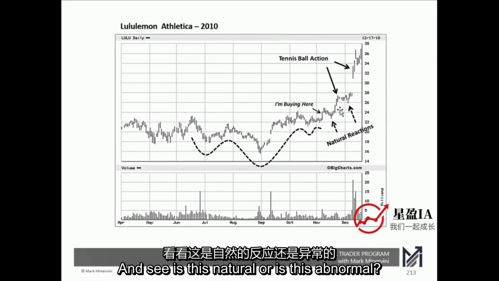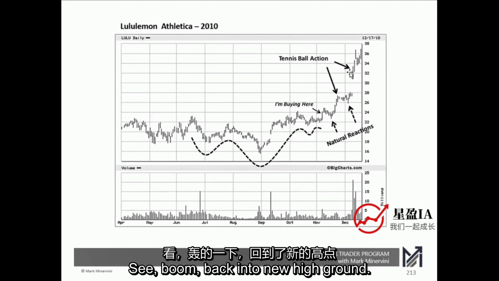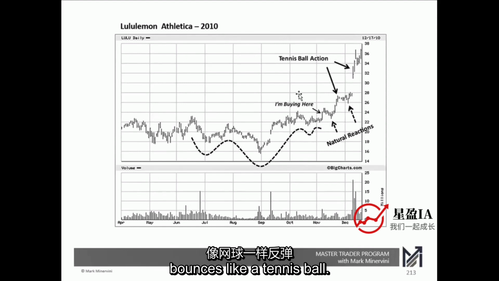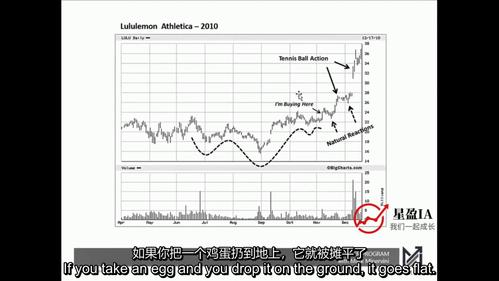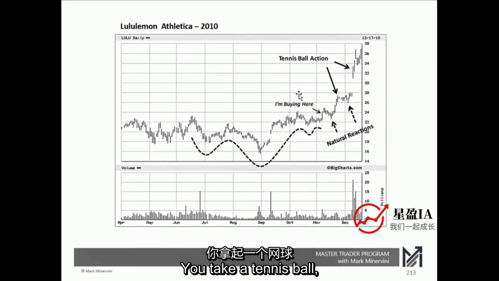and now we're going to gauge it again and see, is this natural or is this abnormal? Okay, again, you see, boom, back into new high ground, tennis ball action. Bounces like a tennis ball. That's the concept. If you take an egg and you drop it on the ground, it goes splat. You take a tennis ball, you throw it on the ground, it bounces right back, right?